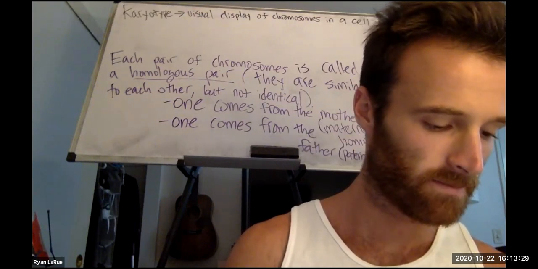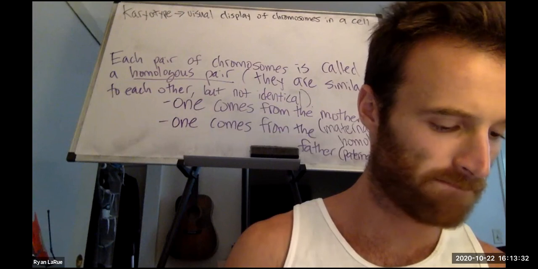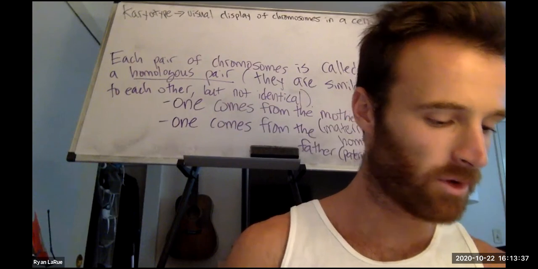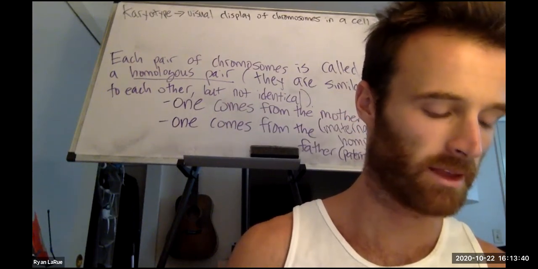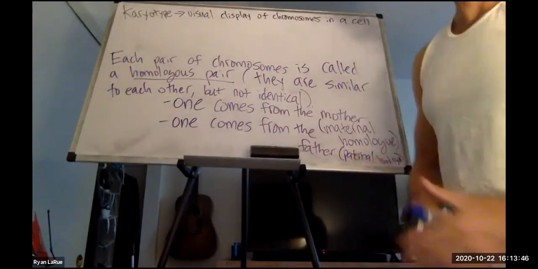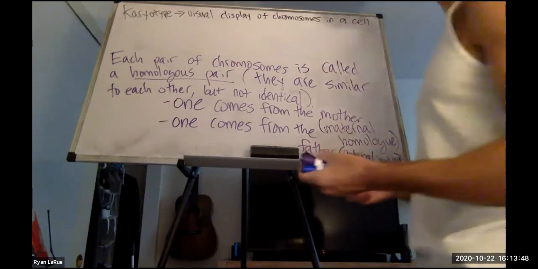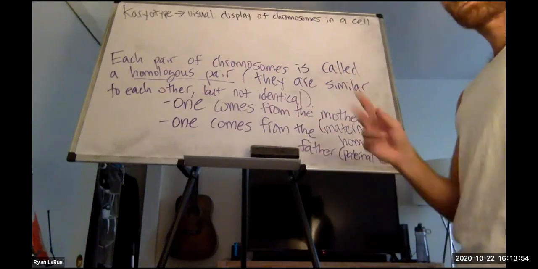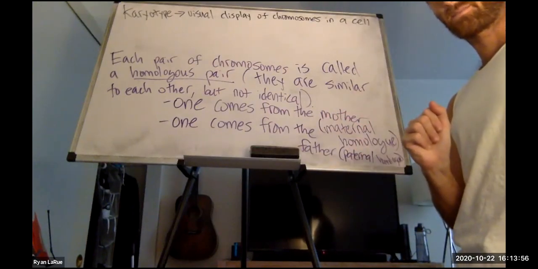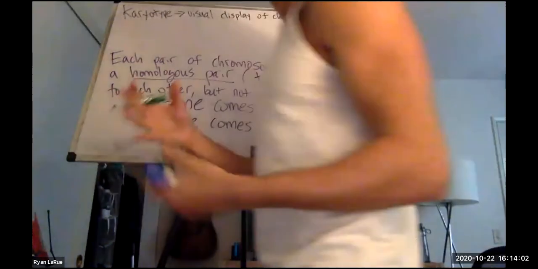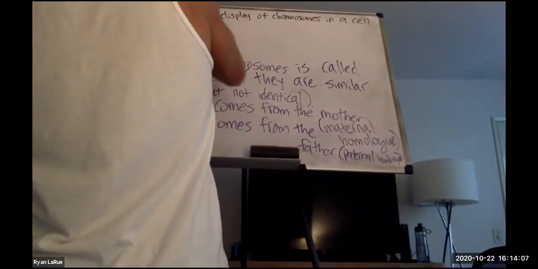Actually, you know what? I'm just going to throw out one more term before we do that. Okay, so let's do one more new word. For an organism, like a human being, that has 2 sets of chromosomes like this, 2 sets of 23, for 46 total, we call that a diploid organism or a diploid cell. Diploid.